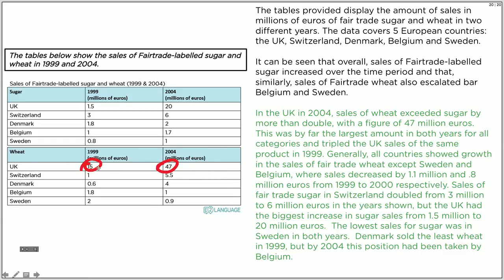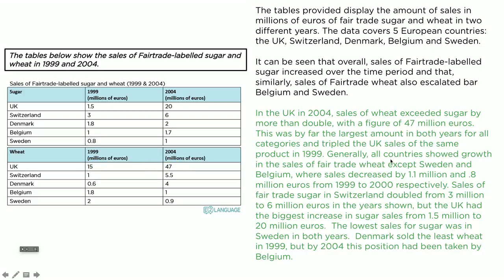What I've said is, okay, 15 to 47, well, that's more than doubled. And then I've said for all and tripled in the UK in the same product in 1999. Fine. So I've also picked out a statistic there. Okay? So I've written that in a really readable, nice way.